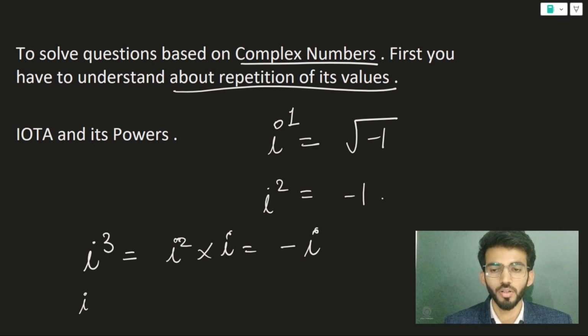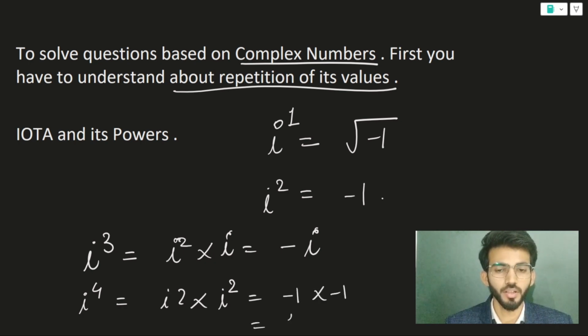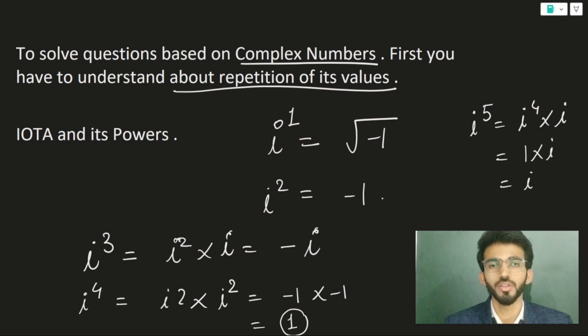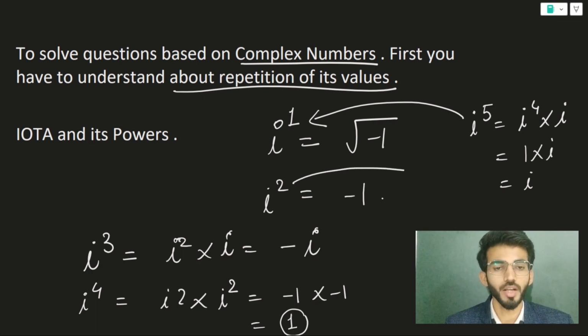Now for i to the power 4, we can say i square into i square, that is minus 1 into minus 1. It's very easy, 1. So i to the power 4 is equal to 1. If we go further, i to the power 5, we can say i to the power 4 into i, which is equal to 1 into i. That is i. So we can clearly see here that the value of i is getting repeated after i to the power 4, meaning i to the power 5 is equal to i to the power 1. If we go further, we can see that i to the power 2, meaning i square, is equal to i to the power 6, and so on.